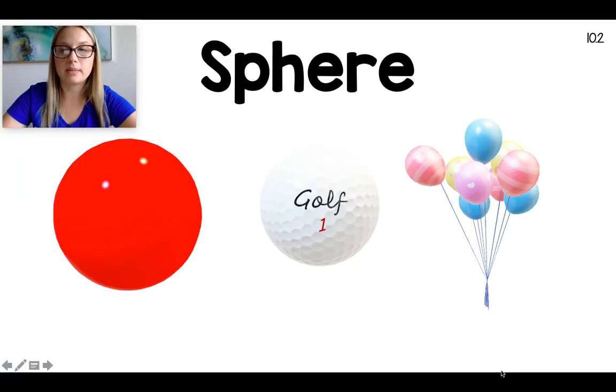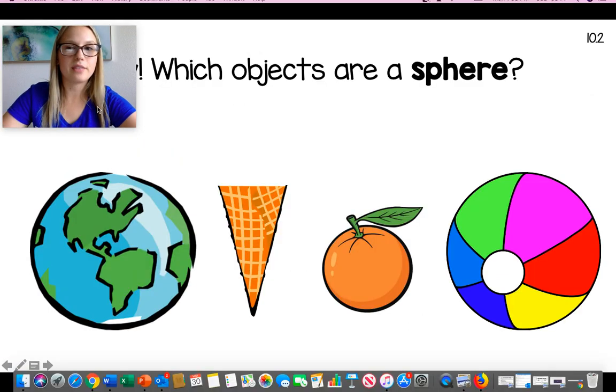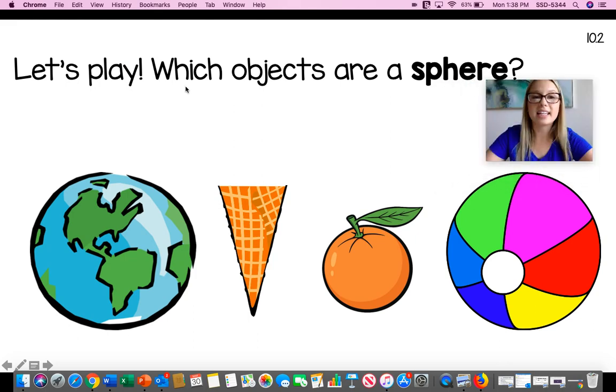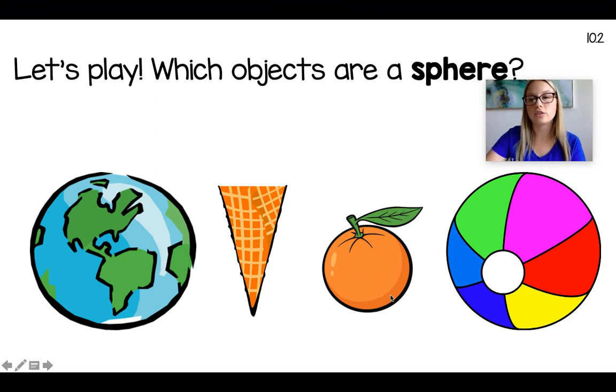Okay, going back into big mode. I'm going to move myself over here. We're going to play a game. And it says, let's play. Which objects are a sphere? So these are real life objects. They're solid, they're real life, and they're three-dimensional. Okay? The first object is an earth. The next object is an ice cream cone. This object is an orange. And this object is a beach ball. I want you to find the shapes that are a sphere. Remember, a sphere is round and curved.